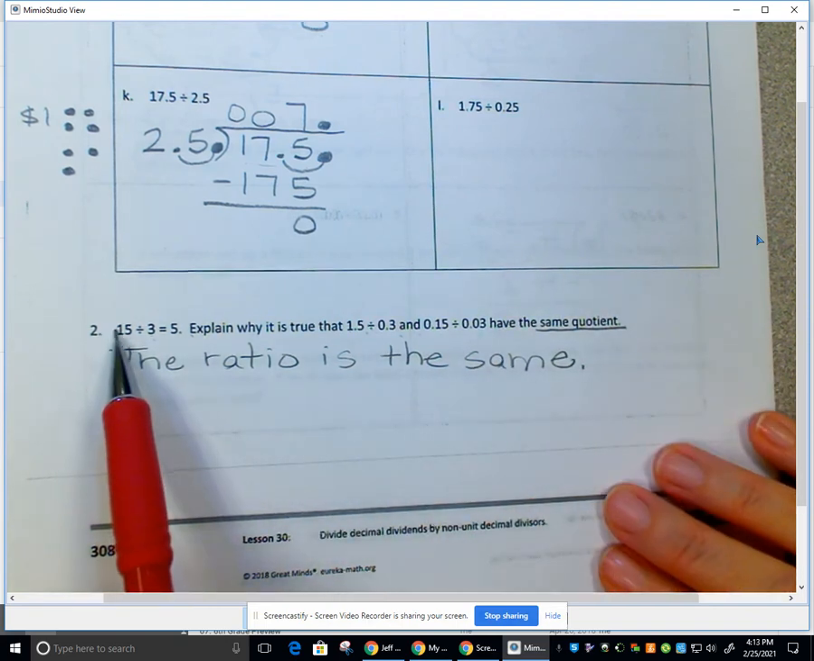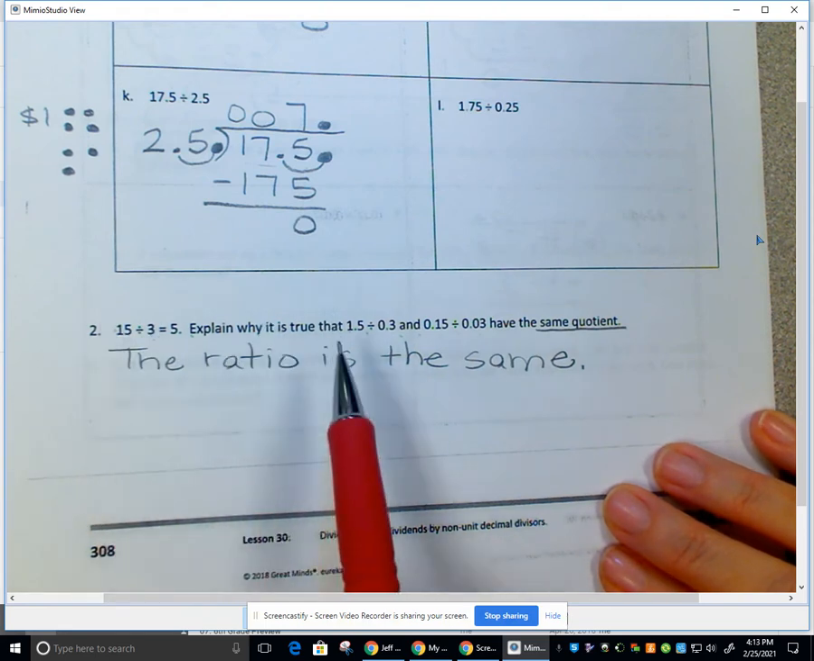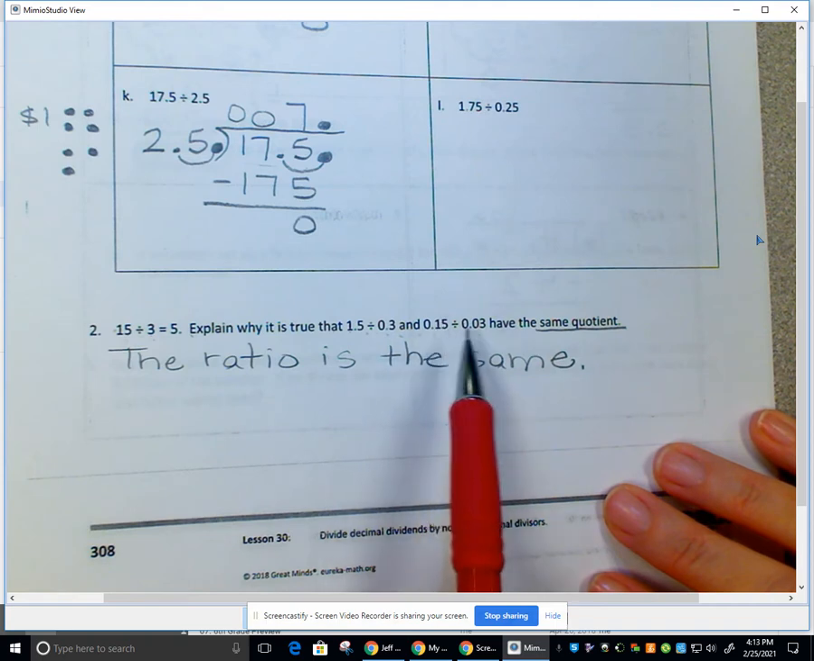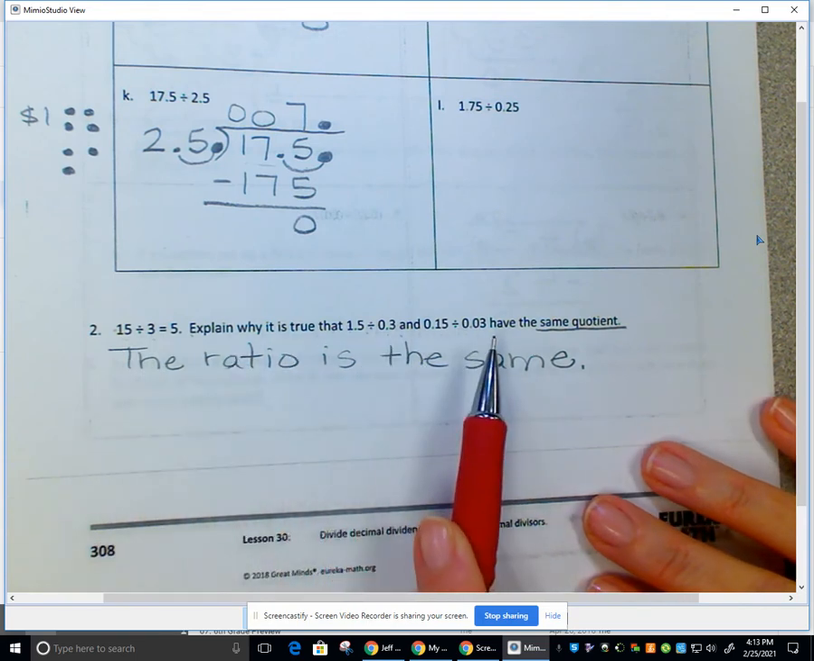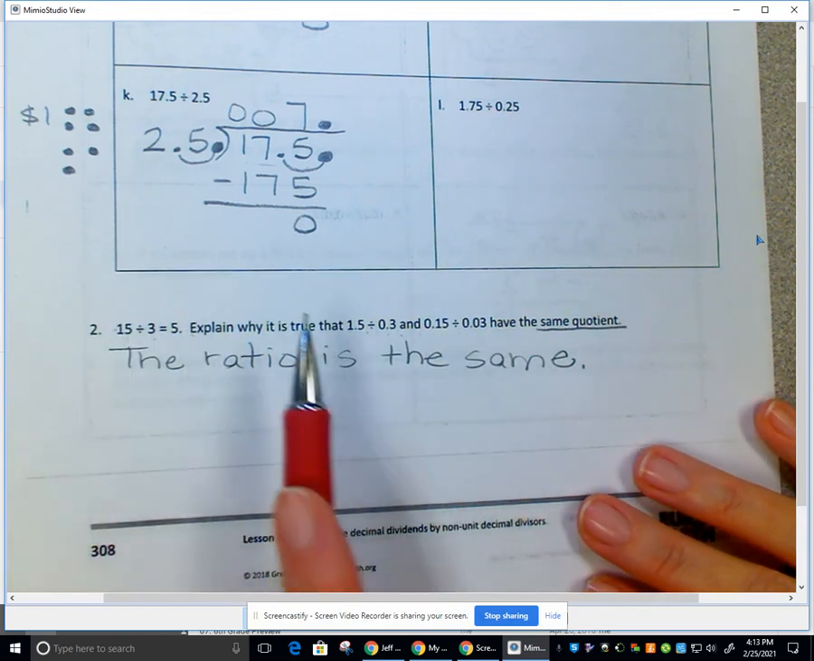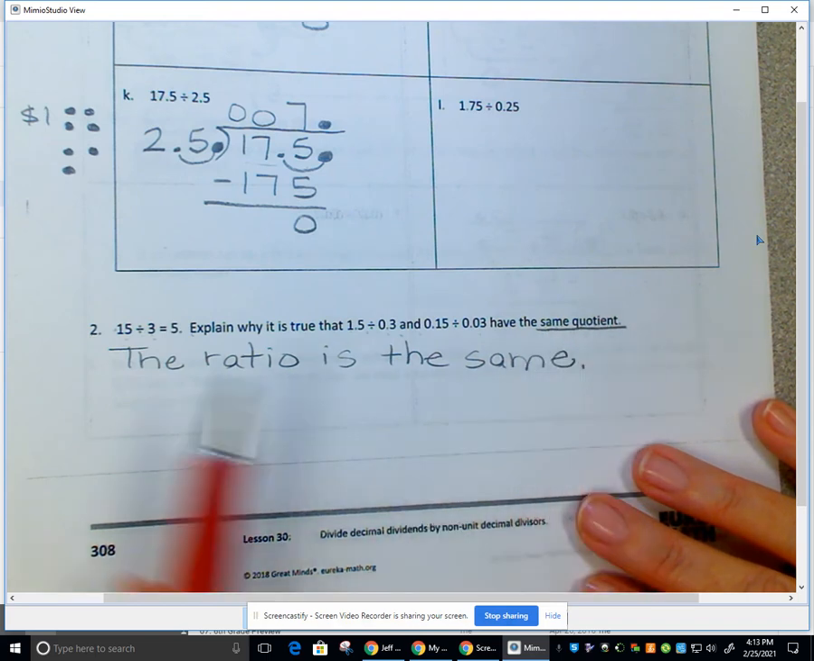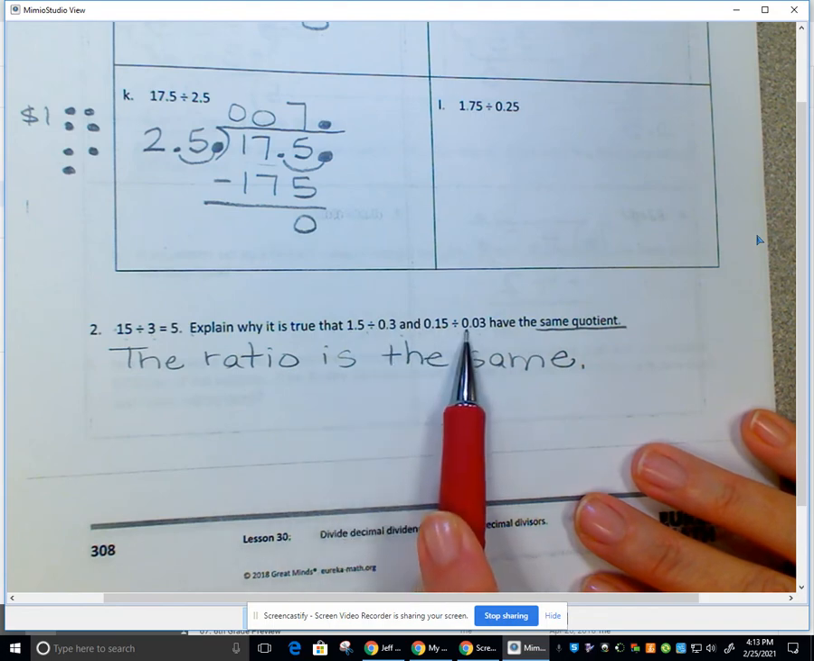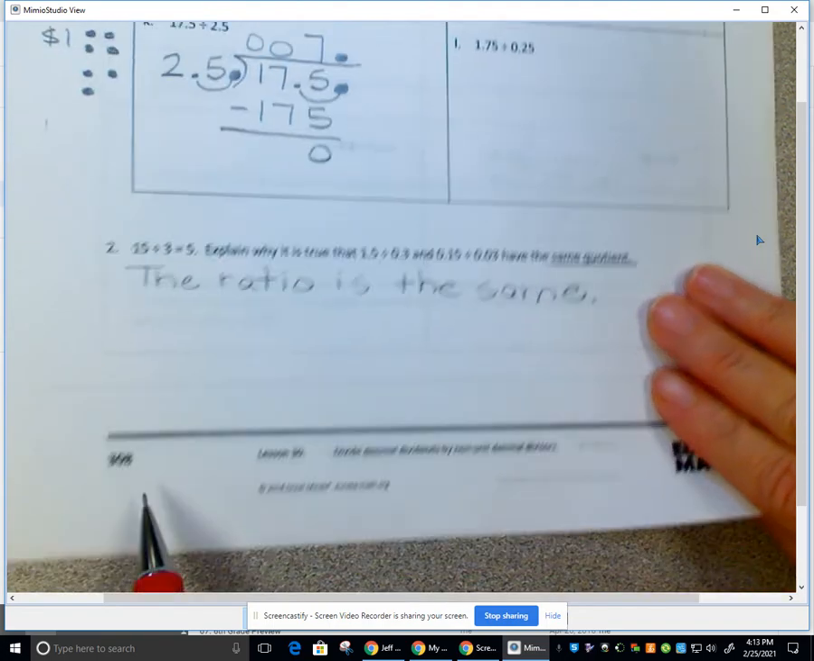Here we've got 1s divided by 1s. Here, tenths divided by tenths, and hundredths divided by hundredths. You see the same digits, but because the ratio is the same in each one, we're going to get the same quotient. So if this equals 5, then this will equal 5, and this will equal 5. Okay, let's move on. That was page 308.